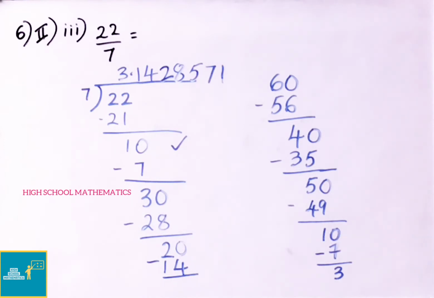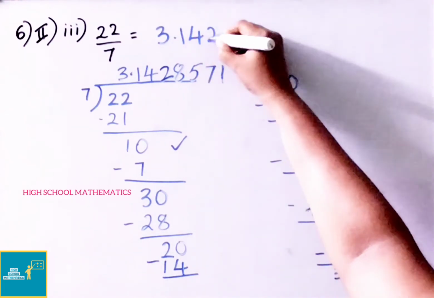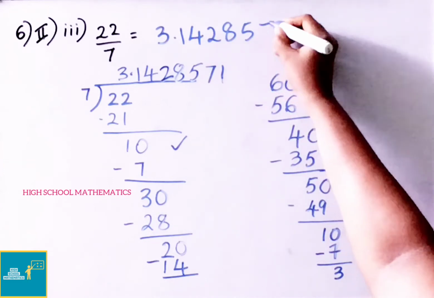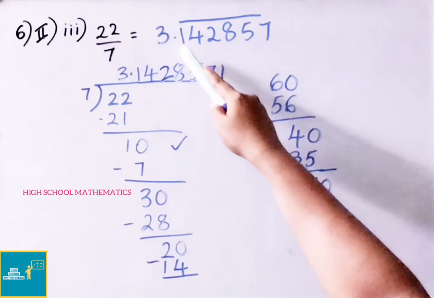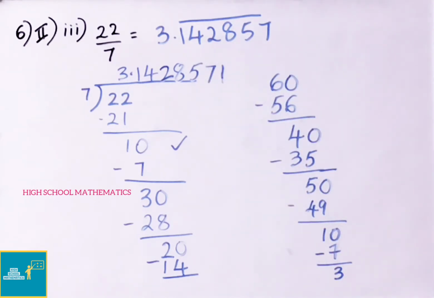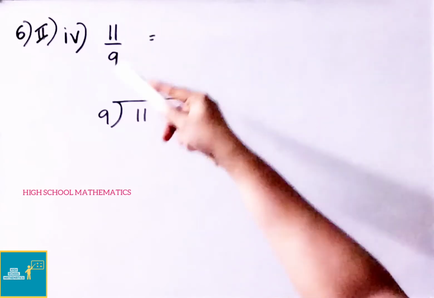So we shall write the answer now. 22 by 7 means we got the answer 3.142857 bar. We place a bar here, which means these numbers are going to repeat. It is a non-terminating and repeating decimal.